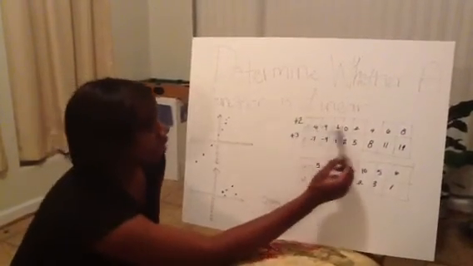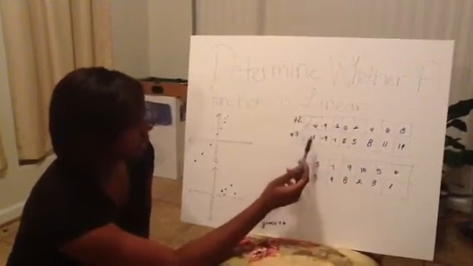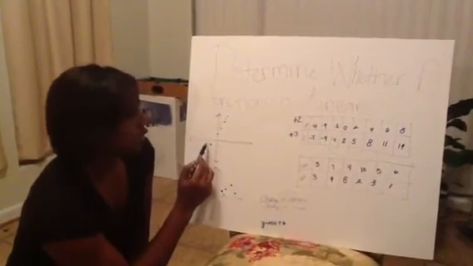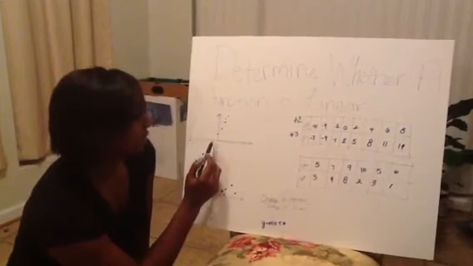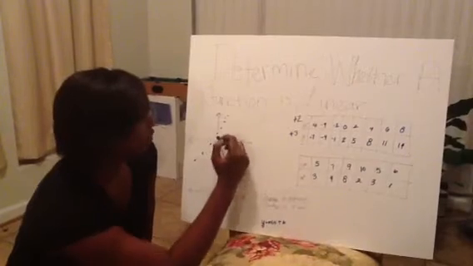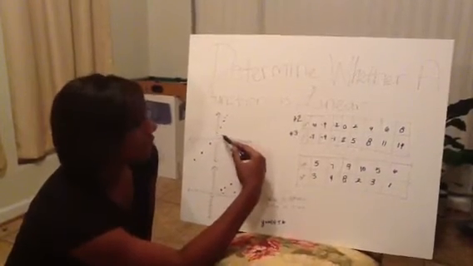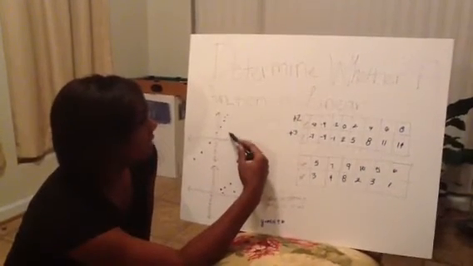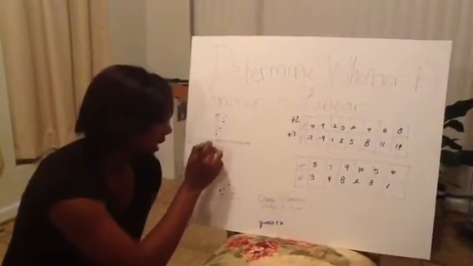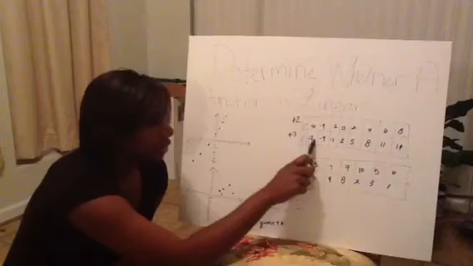So I took all of these points and I graphed them. -6, -7; -4, -4; -2, -1; 0, 2; 2, 5; 4, 8; 6, 11; and 8, 14. And it goes in a straight line, proving that this function is linear.